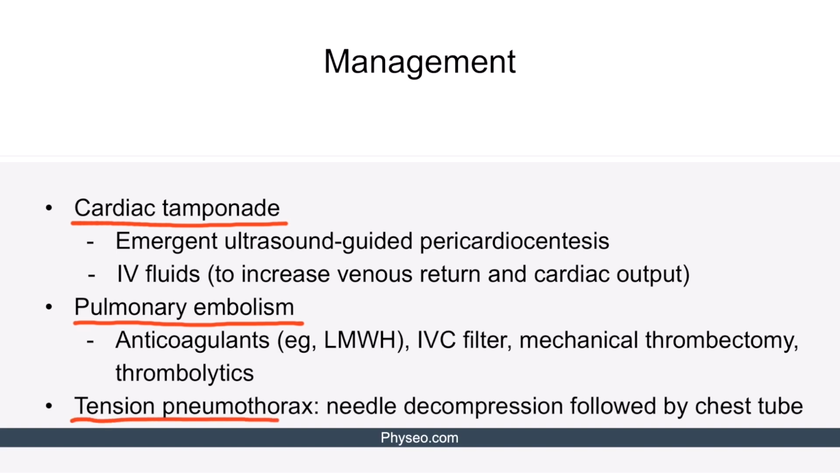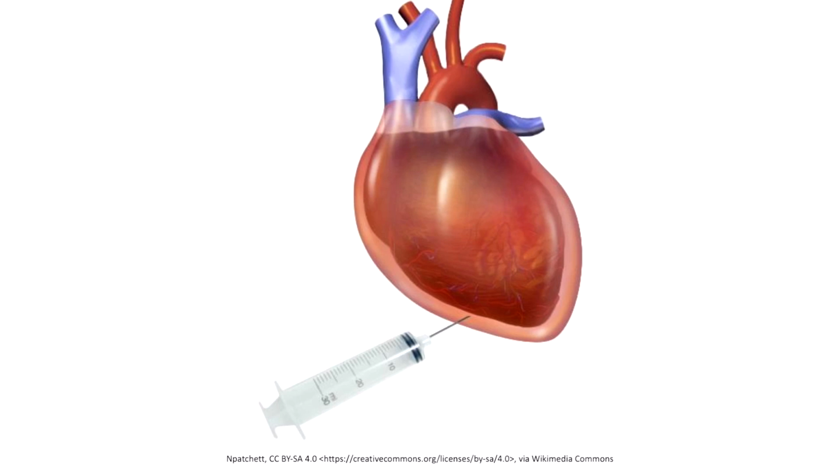And finally, a tension pneumothorax is treated with emergent needle decompression just to get that air out of the chest cavity, followed by chest tube placement to let air continually leak out of the pleural cavity so that it doesn't build up in there. And just to briefly show you, this is how pericardiocentesis is performed.